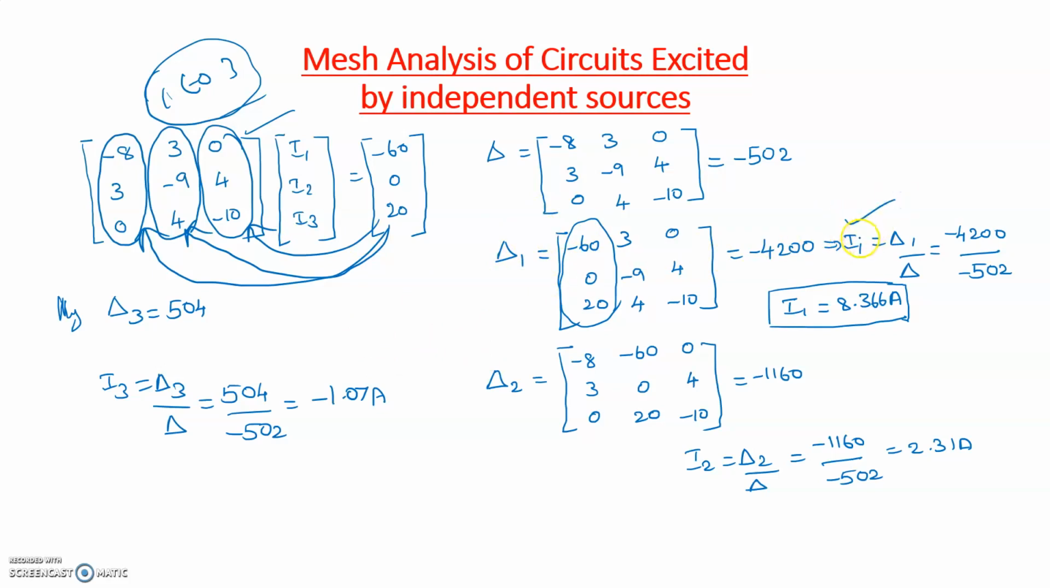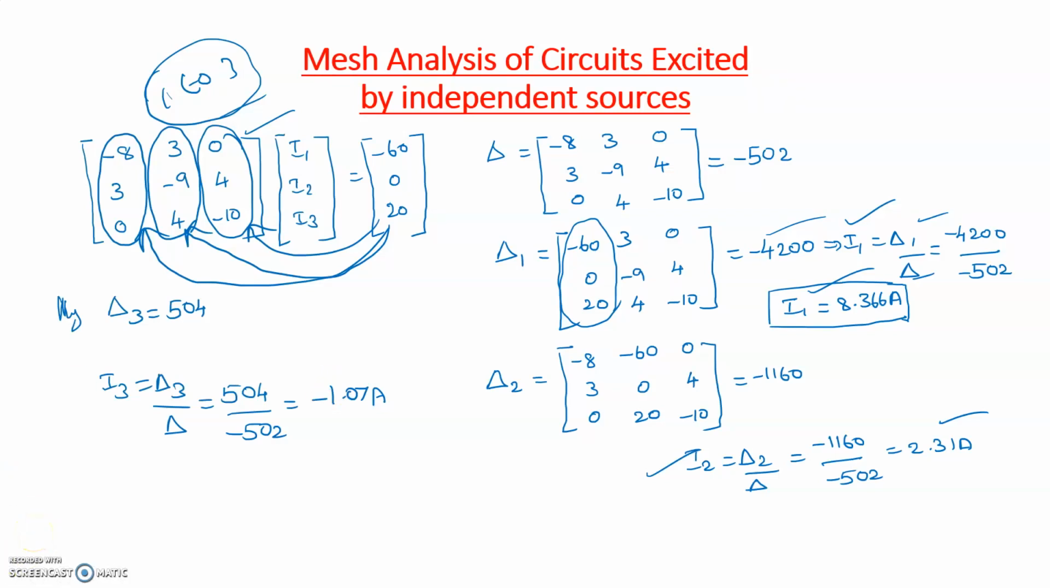Then we will be calculating the value of I1. So I1 is equal to del 1 by del. What is the value of del 1? Del 1 is minus 4200, divided by del, which is minus 502, which is 8.366 amperes. That is our I1 value. Similarly, I2 will be equal to del 2 by del. What is the value of del 2? Minus 1160, divided by minus 502, which is equal to 2.31 amperes. That is our I2. Then I3 will be del 3 by del, which is equal to minus 1.07 amperes.